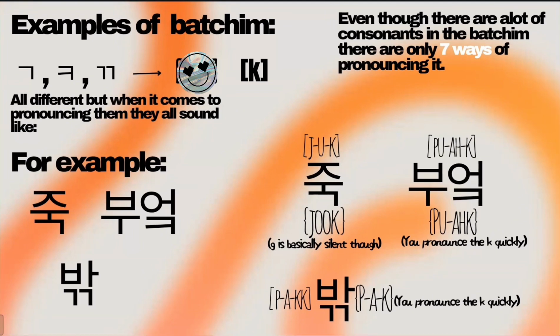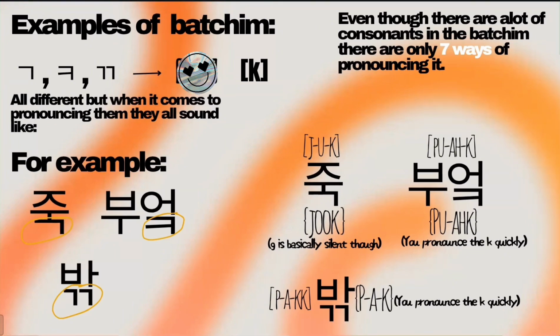For example, the hangul in the bottom left-hand corner of the screen are all examples of batchim. The hangul circled in yellow are the ones that will be pronounced as K. The first hangul is chuk. The K sound is basically silent. The next one would be pronounced as puak, and the last one is pak. And you pronounce the K quickly.